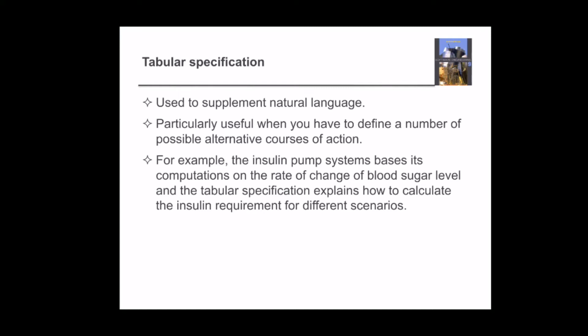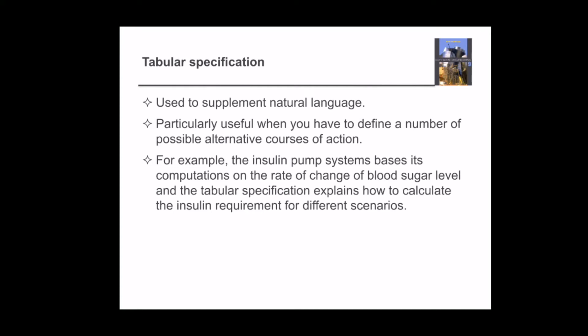Then we have a tabular specification. We are making use of tables, which are used for supplementing the natural language. Already we have studied natural language specification, wherein we are making use of a language, writing the specification in terms of sentences. Apart from that, we can make use of this tabular specification also for supplementing that. It is particularly useful when you have to define a number of possible alternative courses of action. When we have multiple alternatives, then we can make use of a tabular column.